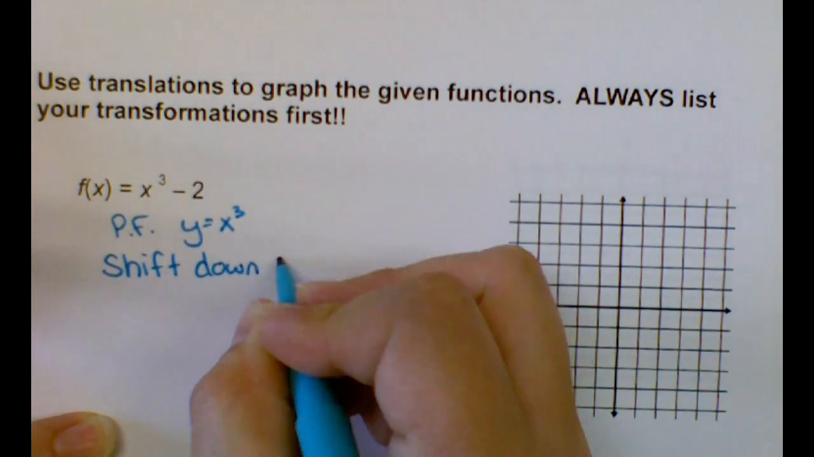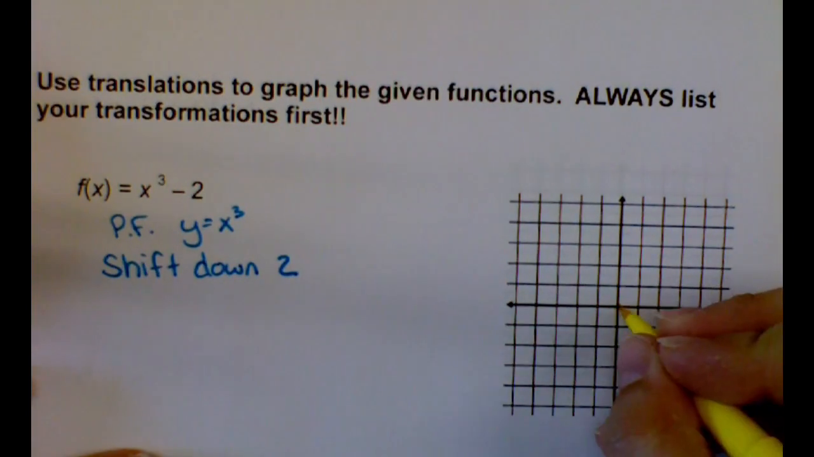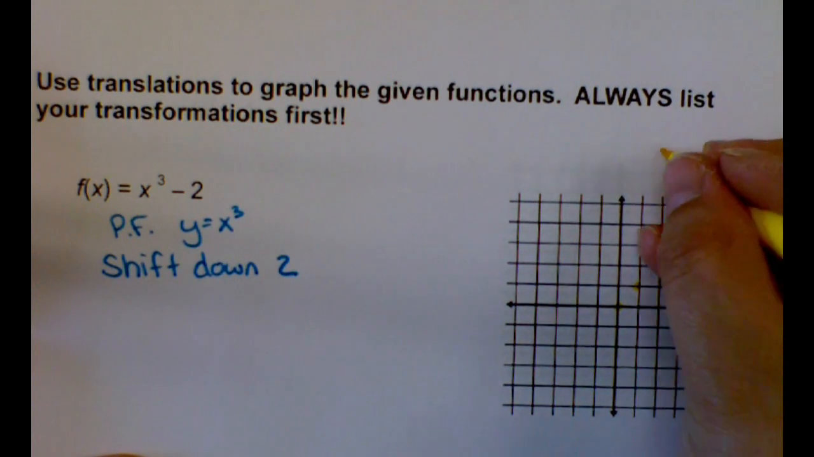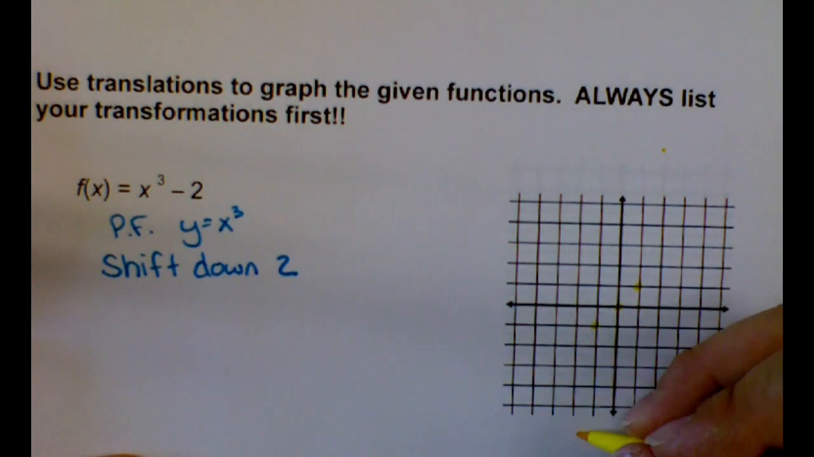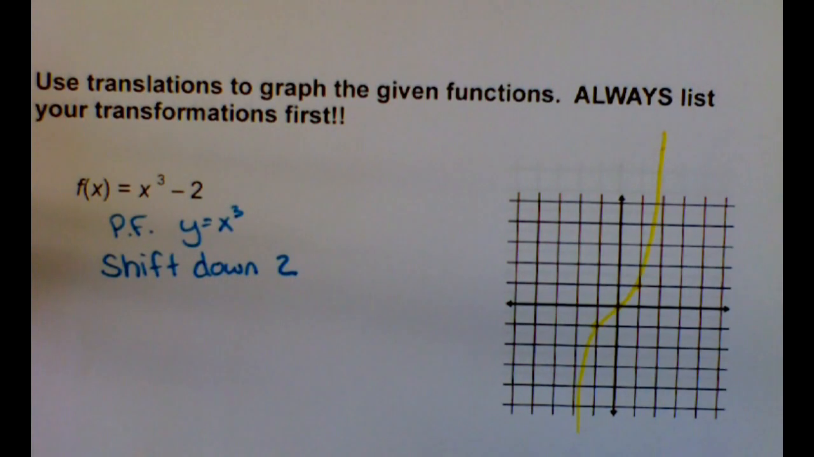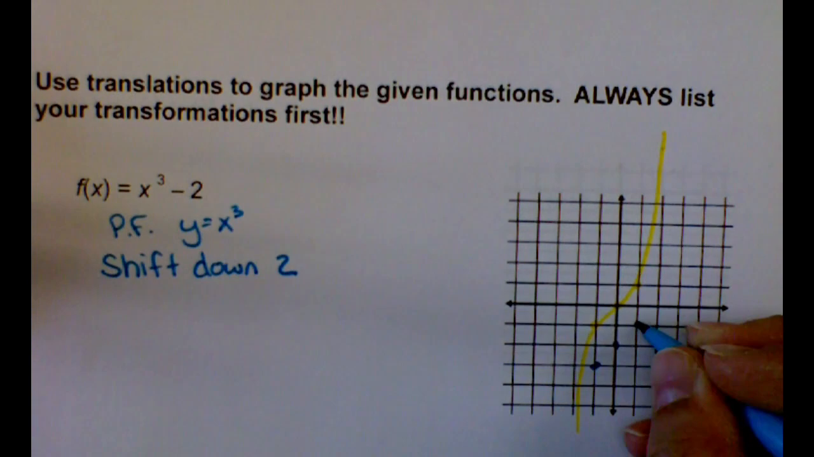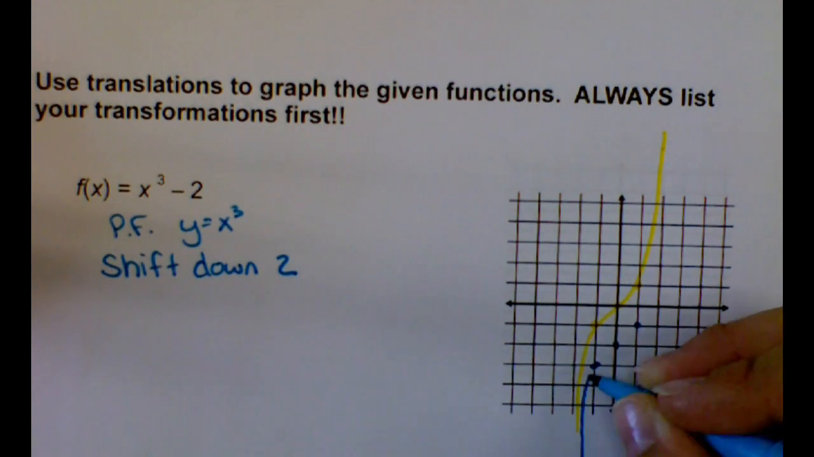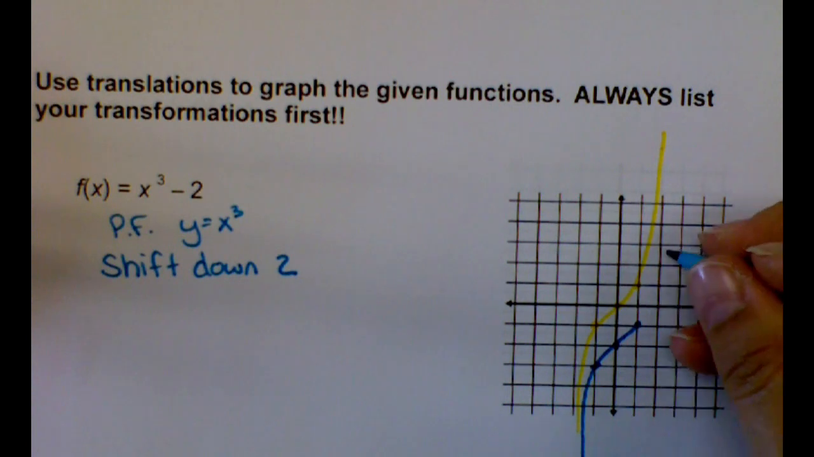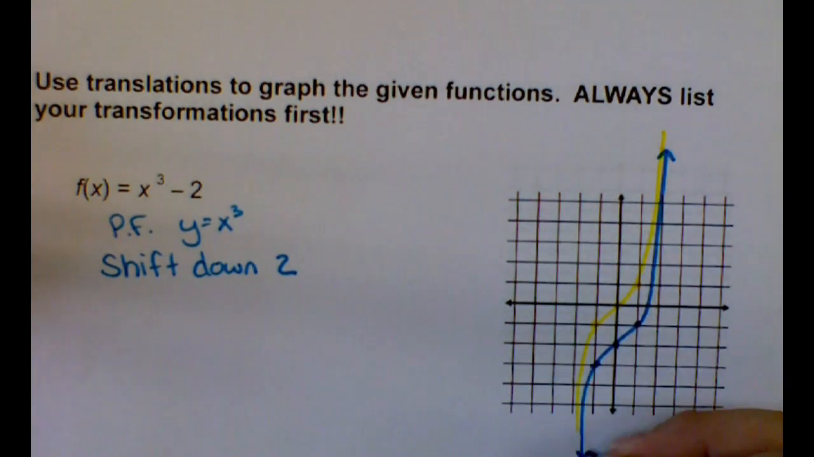So I'm going to draw myself in yellow here a light sketch of y equals x cubed. I can only fit a couple of points apparently. That's the basic idea of what it looks like. Then I shift everything down 2. Almost made it where I could graph another point. And there we go.